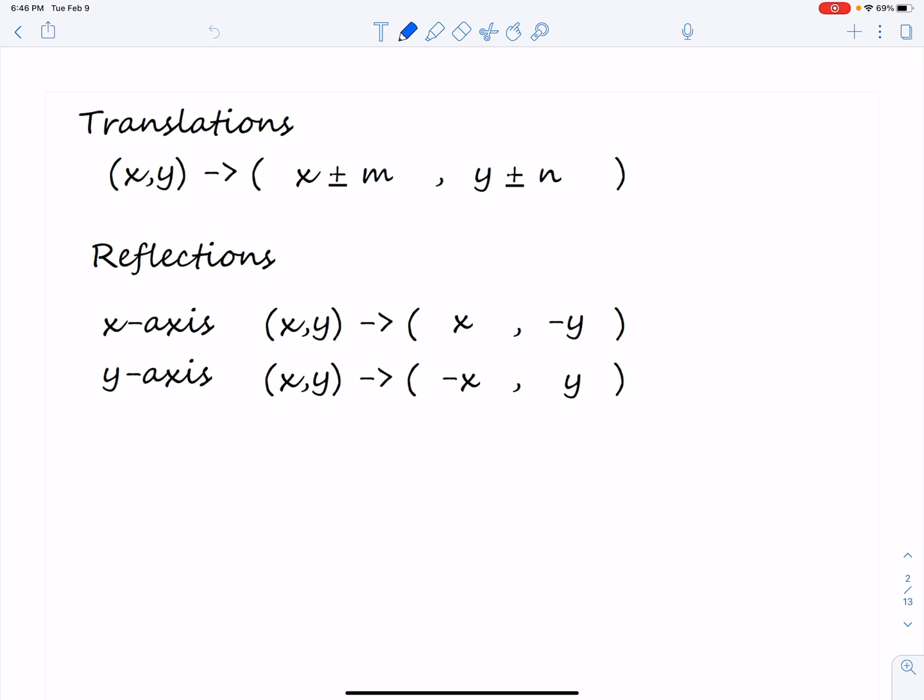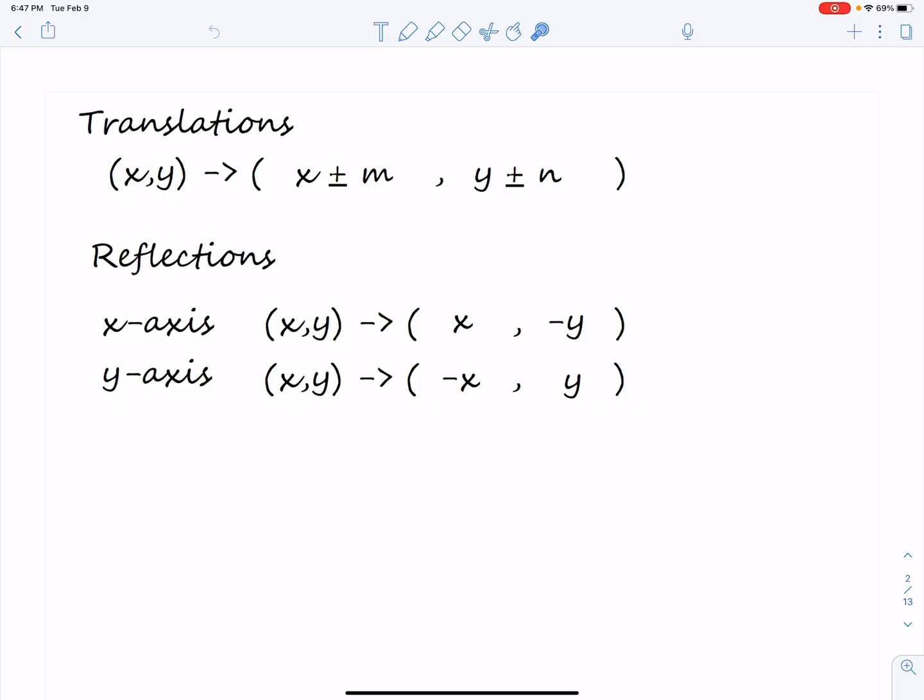Remember, translations, when we're doing translations, what that really is, is sliding things to the right or left or sliding things up or down. Basically it is the only format that's going to have a plus and a minus in it. All the others will either have just a negative or they will have a times in it. So it's just sliding things from one side to the other.